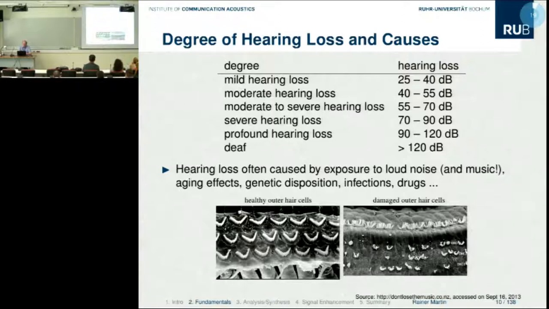Here's a quite interesting scan of the hair cells in the inner ear, on the cochlea, of the outer hair cells. You have three rows of outer hair cells in the inner ear. This is from a healthy person, and this is a damaged inner ear, and it really looks like a hurricane has swept through the inner ear, and lots of hair cells are lost, and then, of course, the sensory function of the ear is lost as well.